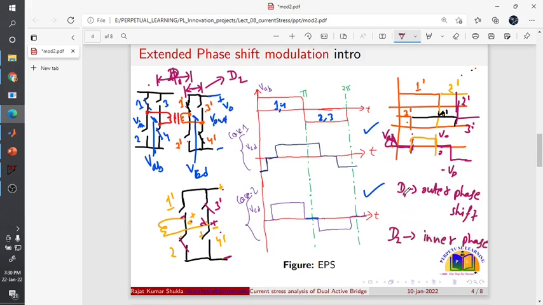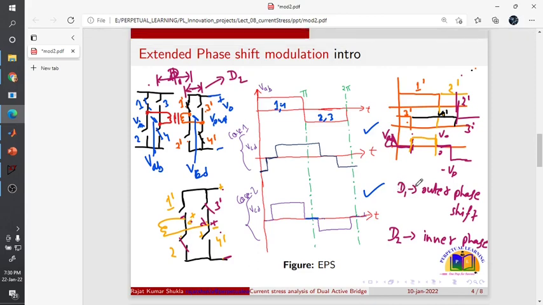As you can see here, we can get two types of variable and adjust them. As we know, in the single phase shift modulation technique, there is only one phase shift variable available, that is the outer phase shift.